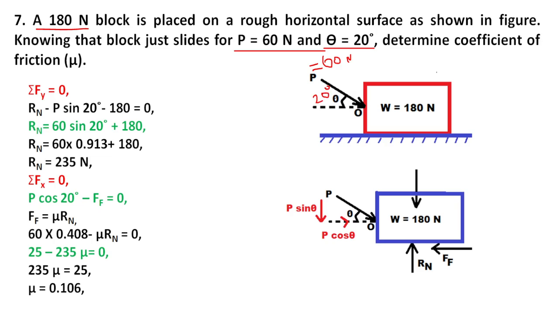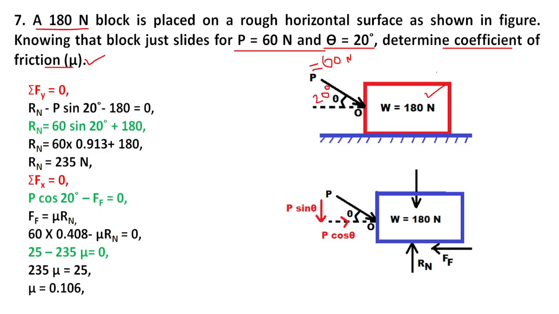So the P force acts on the block at an angle of 20 degrees. To find the coefficient of friction mu. The block weight is 180 Newton. First, we want to draw the free body diagram.